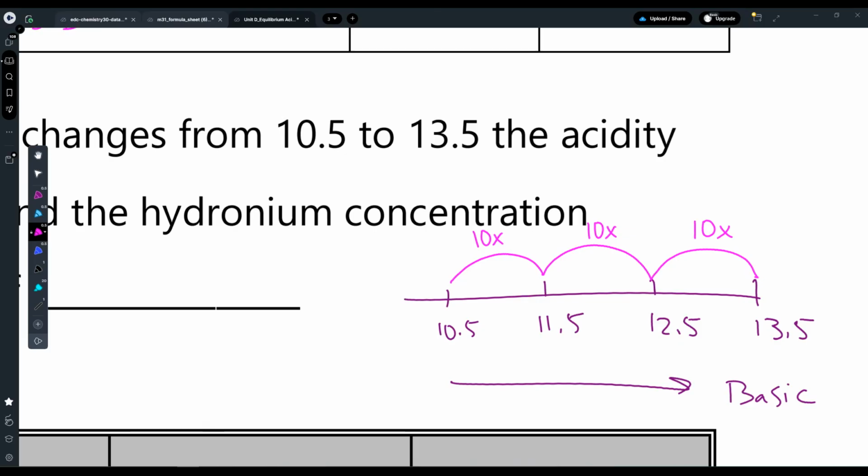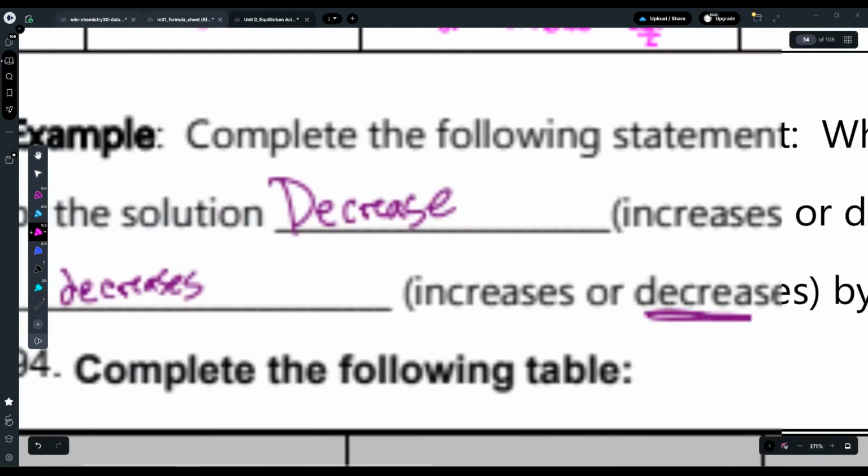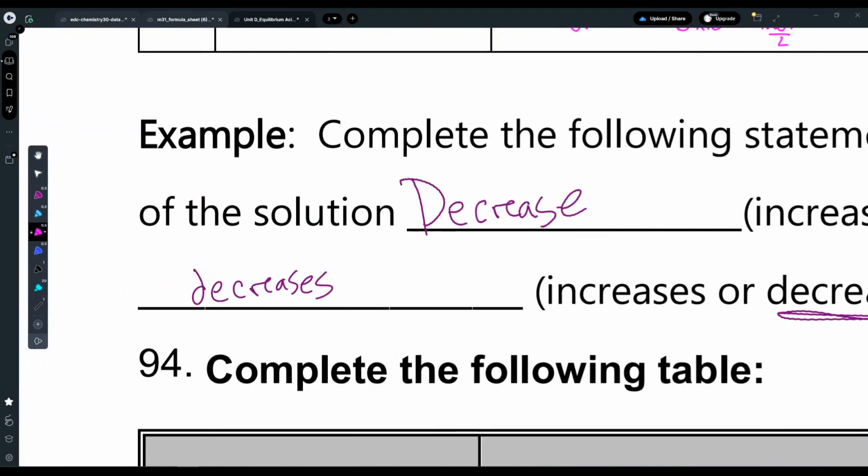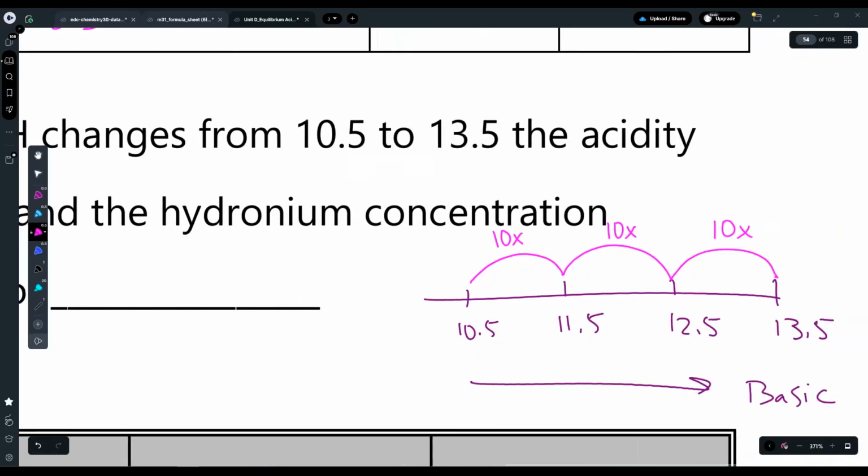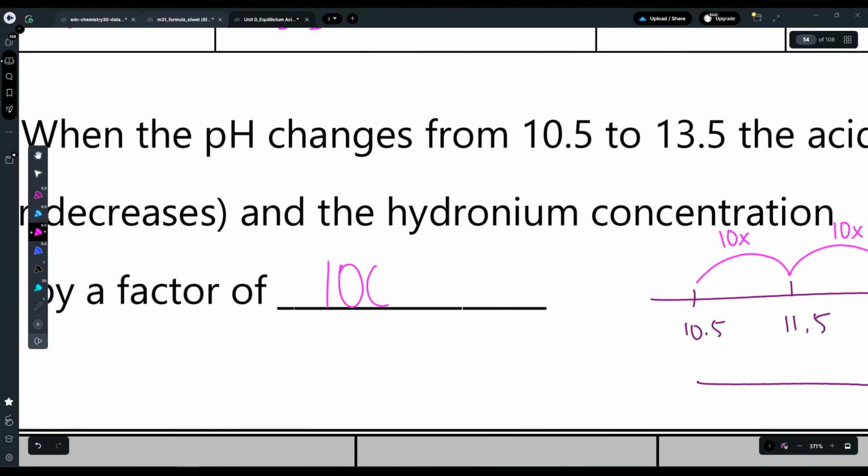So since we're talking about hydronium ion concentration, and because we're getting more basic, that's the explanation behind why it decreases. So hydronium ion concentration must decrease, and it's going to be a factor of 10 times 10 times 10, which is 1,000. Okay, so I'm just going to say 1,000, or you could say 10 to the power of 3. Both work.